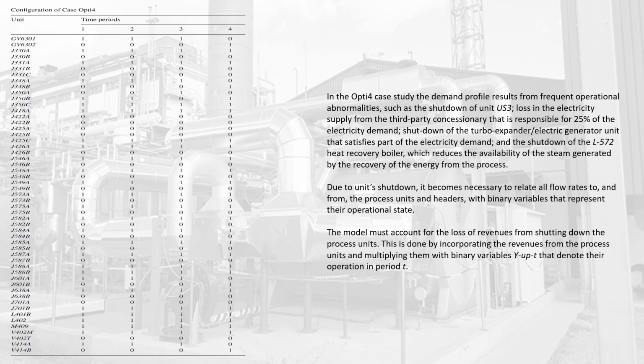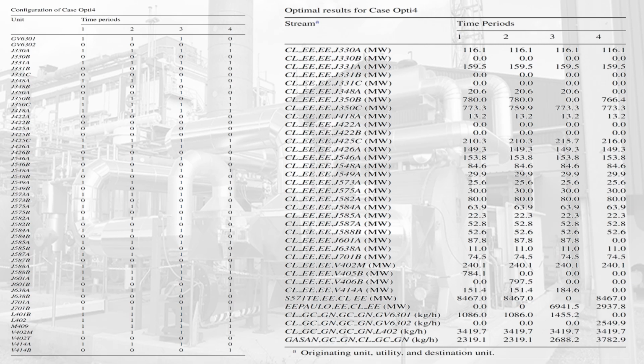Due to units' shutdown, it becomes necessary to relate all flow rates to, and from, the process units and headers, with binary variables that represent their operational state. The model must account for the loss of revenues from shutting down the process units. This is done by incorporating the revenues from the process units and multiplying them with binary variables that denote their operation in each period. The optimal solution for Opti4 is presented in tables, where the flow rates and operating state of the main units are shown for the 4 periods.